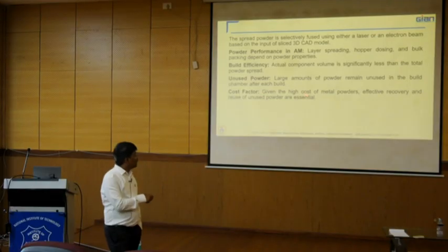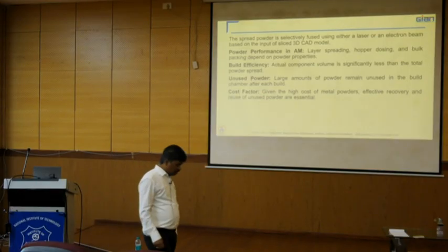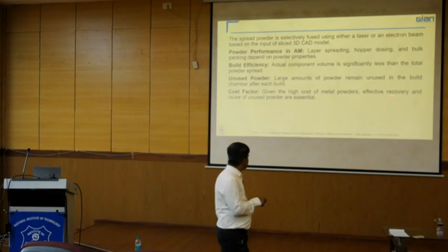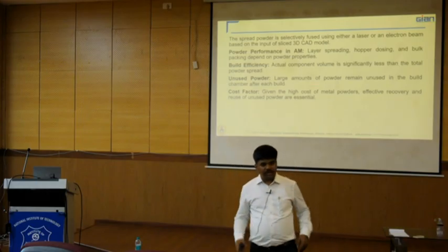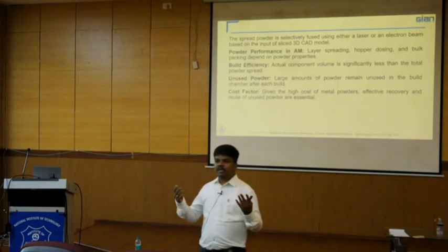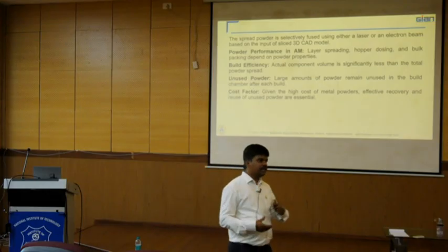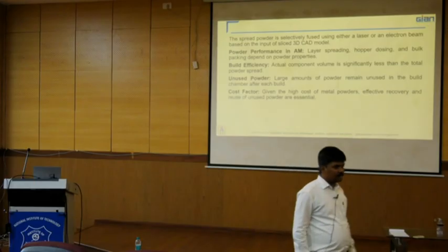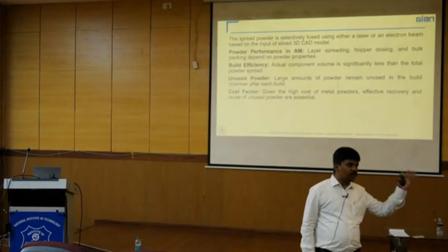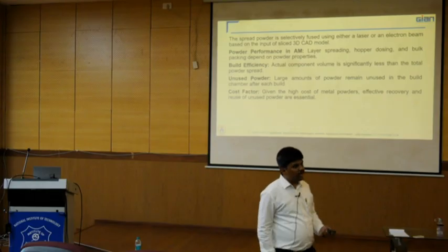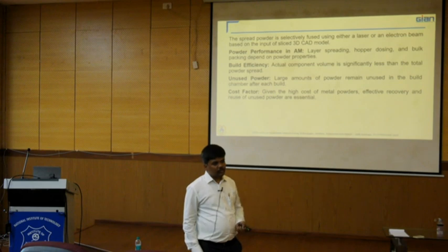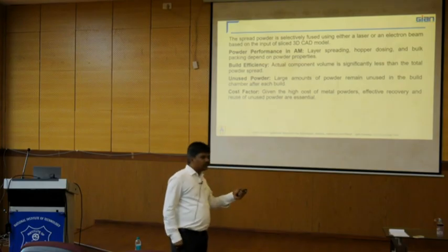And the cost factor: given the high cost of metal powders, effective recovery and reuse of unused powder is essential, because we cannot buy new powders every time for printing and qualifying the part, as that will lead to a lot of manufacturing cost. Then how do we manage how many times we can use this reused powder for printing parts? Can we directly use this unused powder for printing?